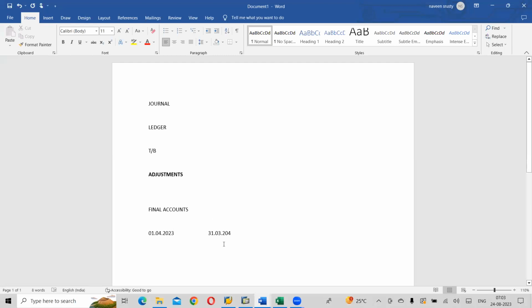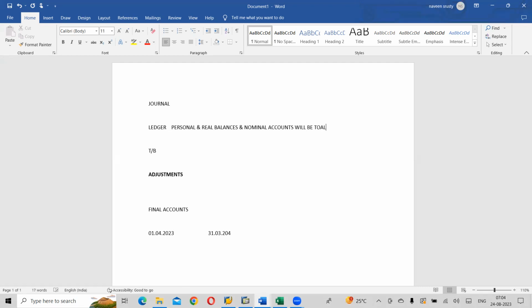So on 31st March, what do we mean by books closing? In the sense we need to balance personal and real accounts, I have explained this, and nominal accounts are supposed to be totaled.